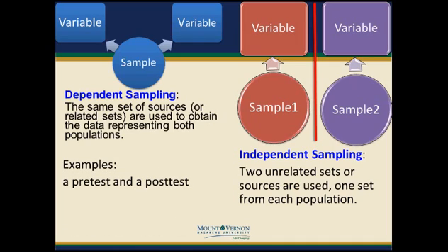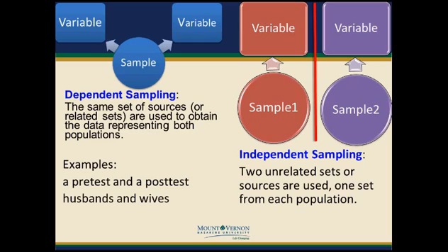Dependent sampling could be a pre-test and post-test. Suppose we gave you a test at the beginning of this course and another test at the end of the course. Then each of you would constitute a member of the sample, and each of you would have a variable at the beginning and a variable at the end. You would be the connection between the two variables.